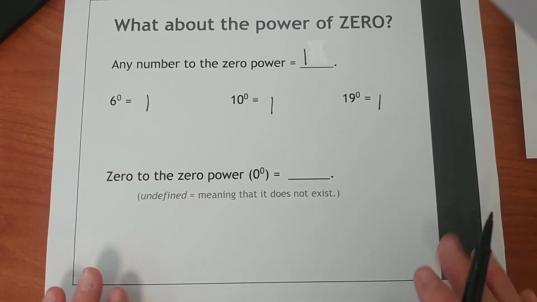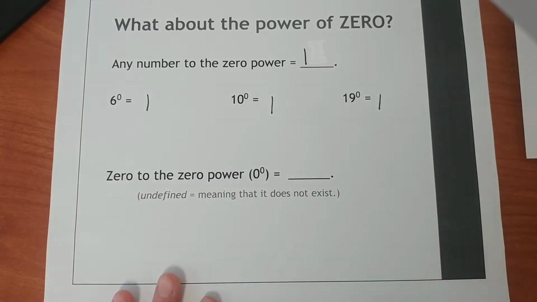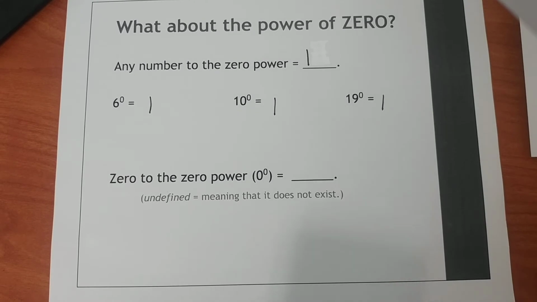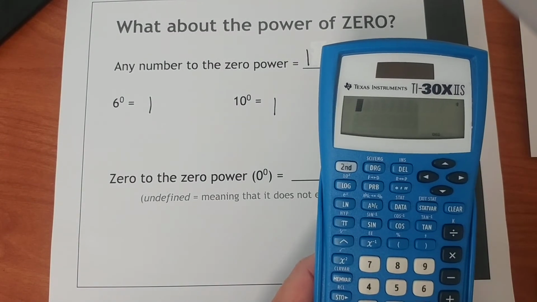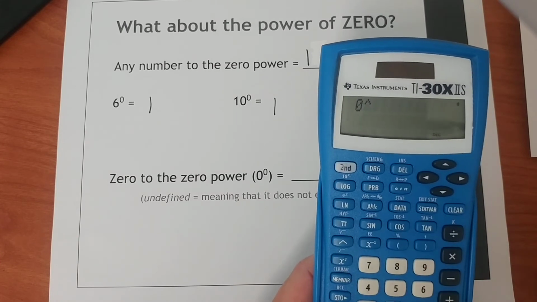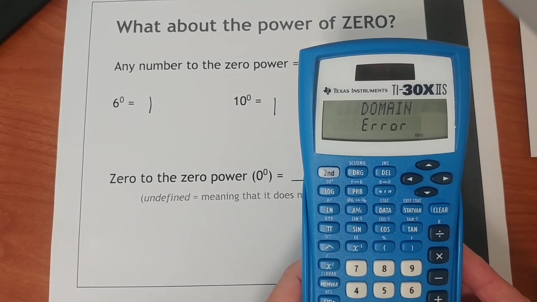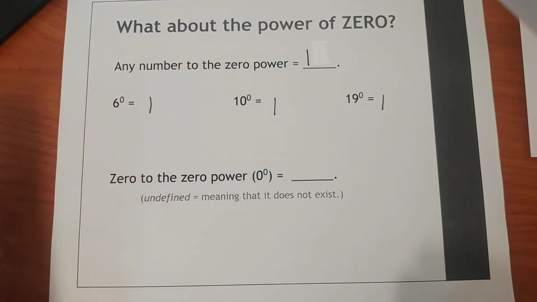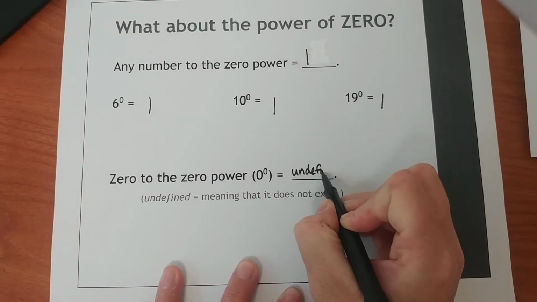Now, I'd like you to try 0 to the 0 power. Try typing this into the calculator and see what happens. Interestingly enough, if I try typing in 0 and raise it up to the 0 power, it tells me it's an error. This is undefined. It cannot be defined. There's no answer for 0 to the 0 power. So here I can just write undefined.